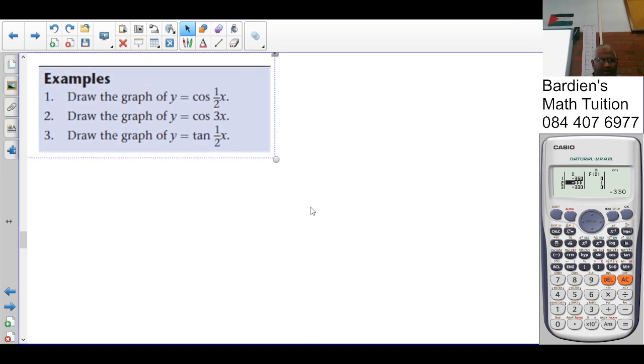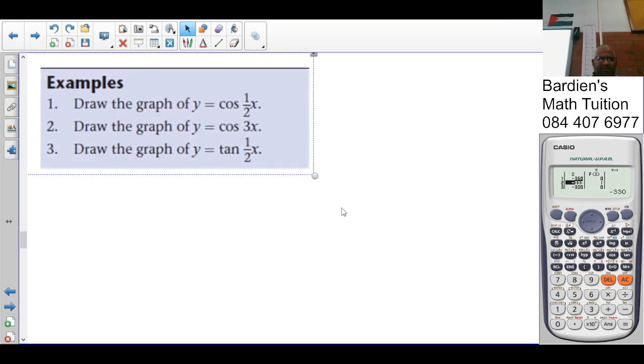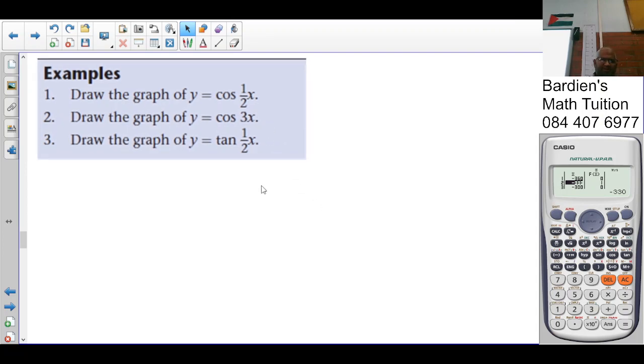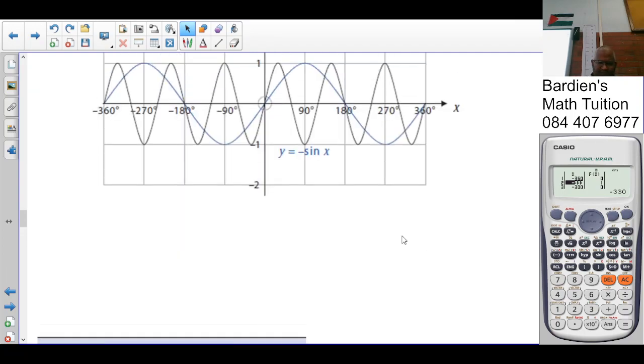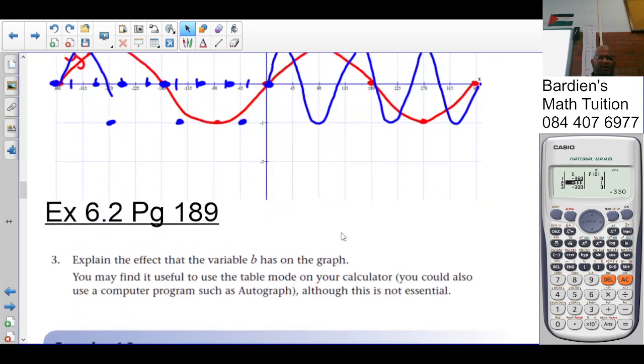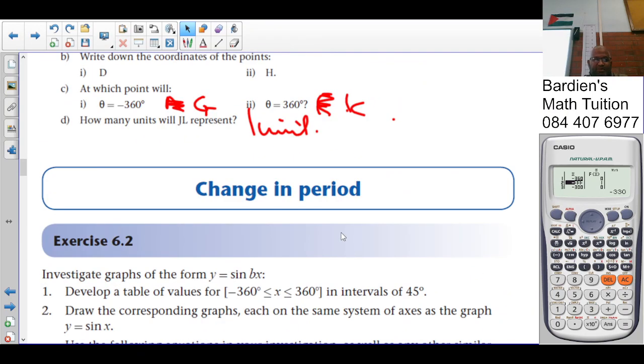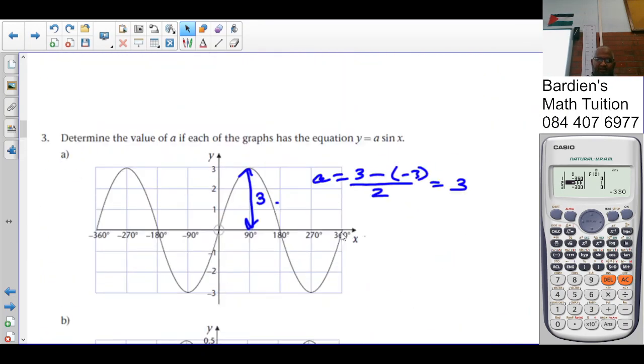So draw the graphs. What do you notice here? No period is given. So I'm going to just draw it from negative 360 to 360. All the explanations are done from this textbook within that given period. I don't have to draw it from 0 to 90 and expect full marks.